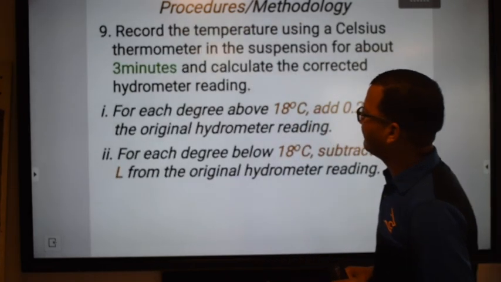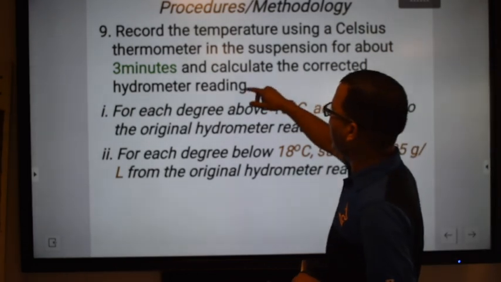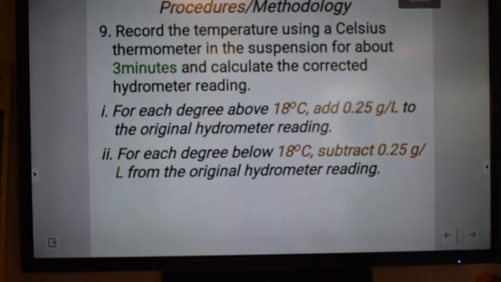And at the same time, after those steps, we will be measuring the temperature as well. We do have the thermometer here. We'll be measuring the temperature using the thermometer for 3 minutes. And you'll use that information to calculate the corrected hydrometer readings.